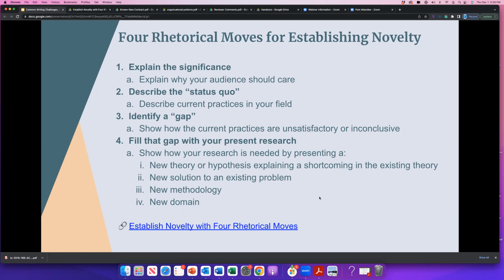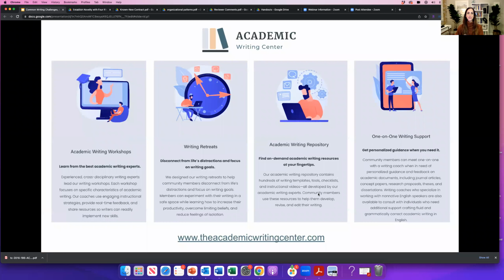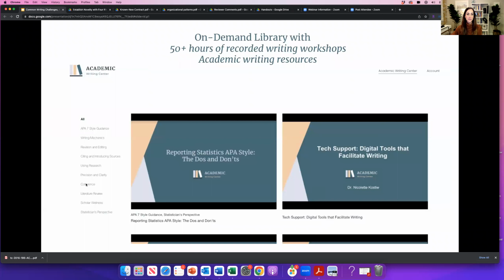Good. Well, what I was about to say is these are all topics we address in our workshops at the Academic Writing Center. The establishing novelty piece was something we addressed in a workshop on Tuesday. We talk about really everything we talked about tonight. We're having workshops once a week. We record all of them and we keep them in an on-demand library, which looks like this. So you can go in and sort the topics, watch the workshop, and download the resources.